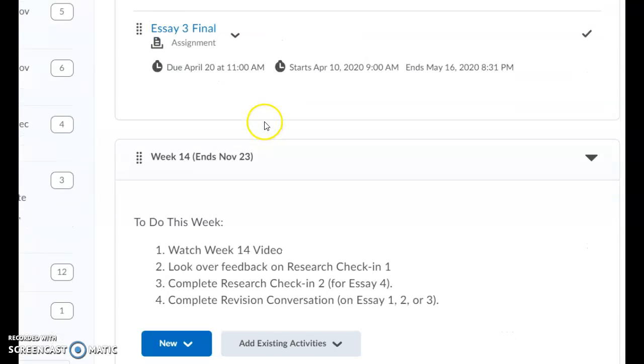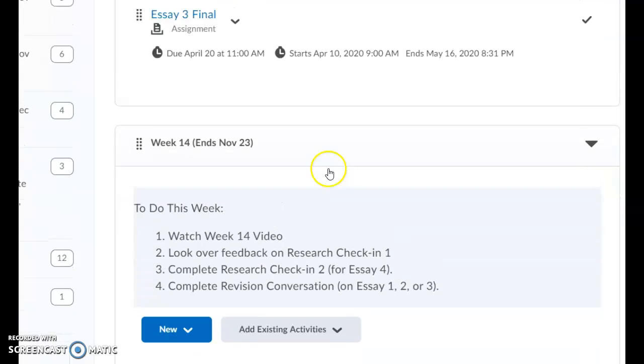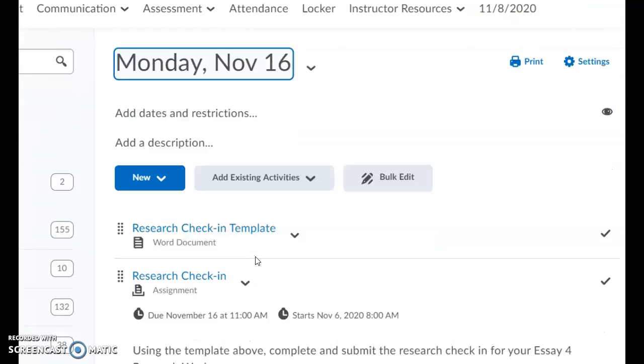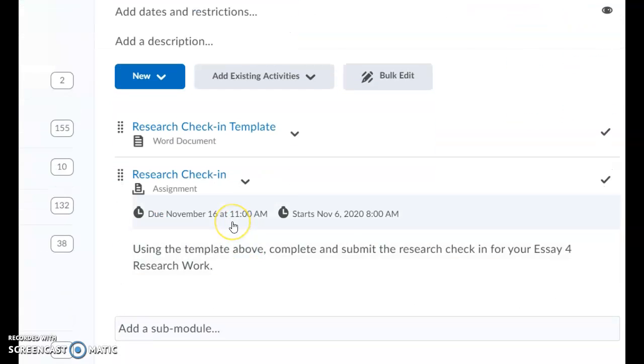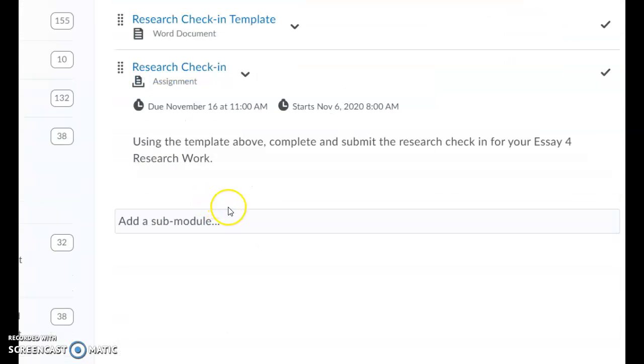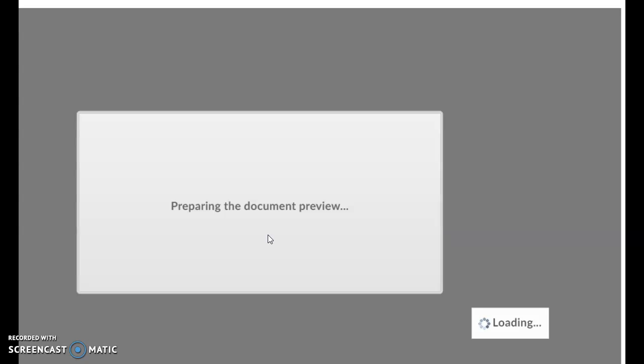Then I want you to look over your feedback on the research questions, okay? So stuff that's due Monday. Look over your feedback on the research questions, and then I want you to complete the first research check-in, okay? And there's a template here. It's pretty simple. Once you've started doing research, let's ask you some basic questions about the number of sources you've got, any problems you've got.